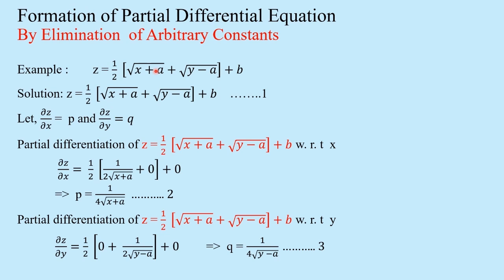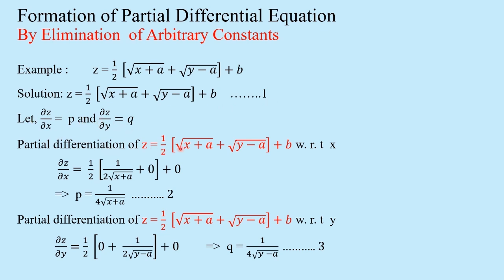In this example, a and b are arbitrary constants, x and y are independent variables. So the number of arbitrary constants is 2, and the number of independent variables is 2. So both are the same, so we get a linear partial differential equation. Now let's take this equation as equation 1.